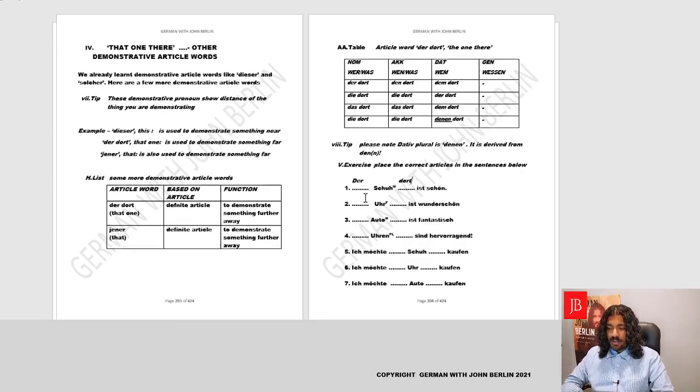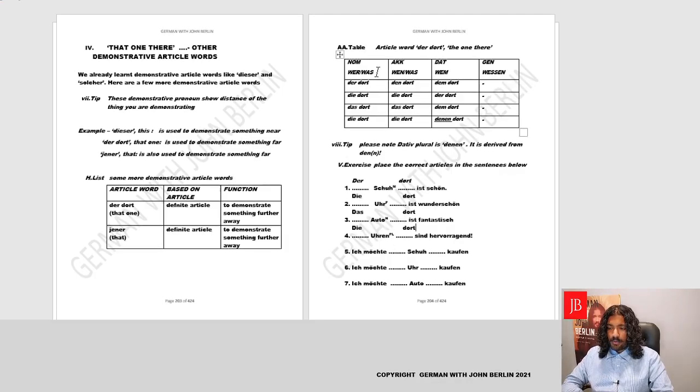Okay, the watch there is wonderful. It's again feminine. We'll say die Uhr dort ist wunderschön. The car there is fantastic. We'll say das Auto dort ist fantastisch. The watches there are magnificent. So watches are plural. Again, nominative subject. We'll go to plural, die dort, so we'll say die Uhren dort sind hervorragend. Yes, the watches there are magnificent.